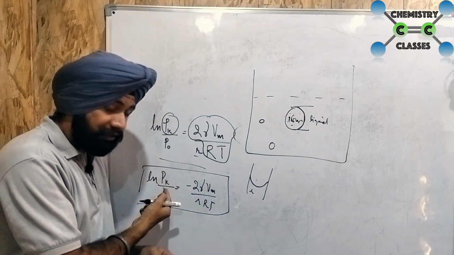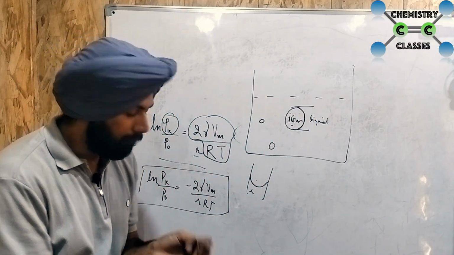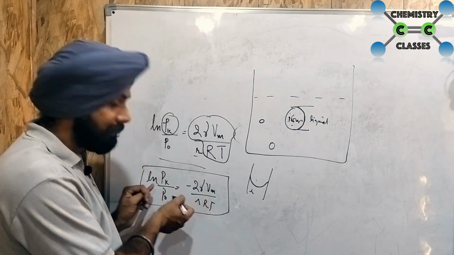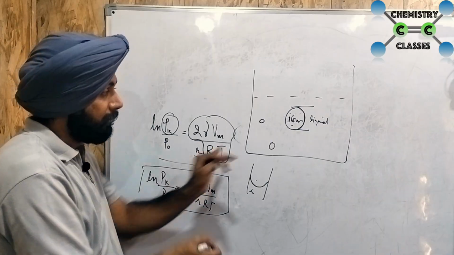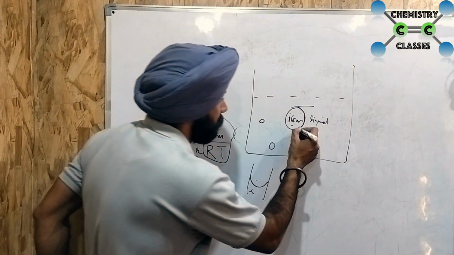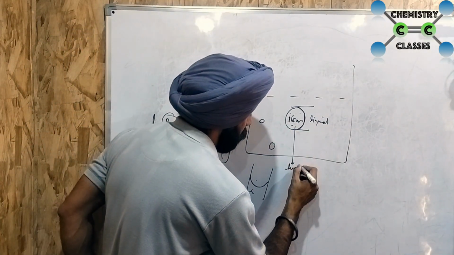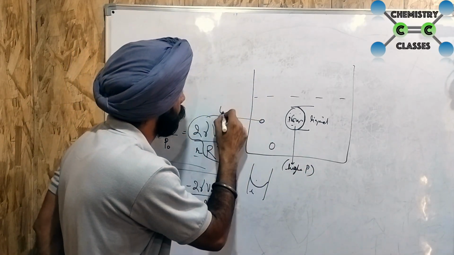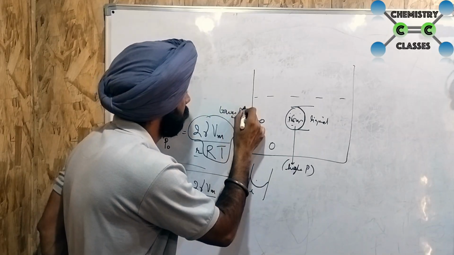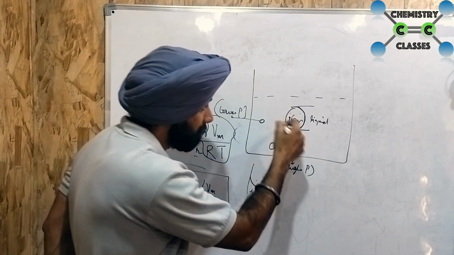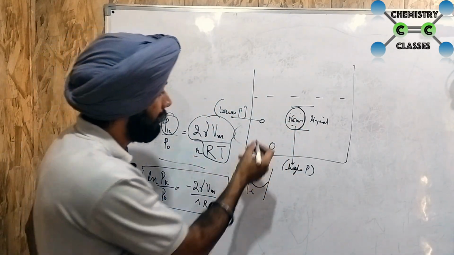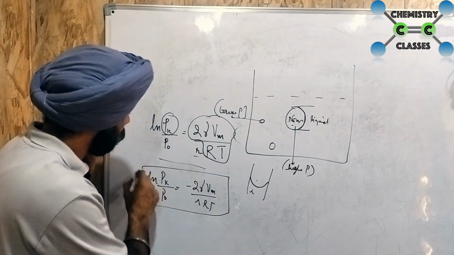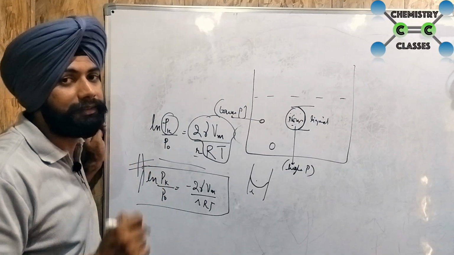So the pressure inside for a larger drop: if r is more, pk is more because there is a negative sign. If r is less, pk is less. A larger drop will have a higher pressure inside, and a smaller drop would have a lower pressure. That is, a larger bubble would have a higher pressure and a smaller bubble would have a lower pressure. So this is getting clear from Kelvin's equation.